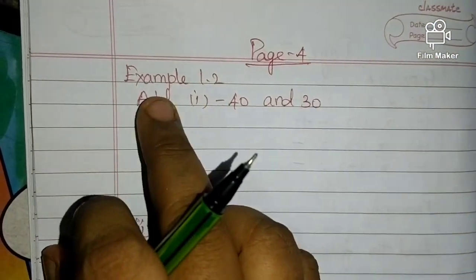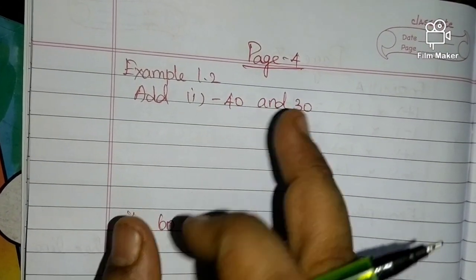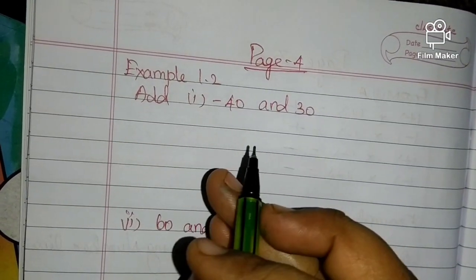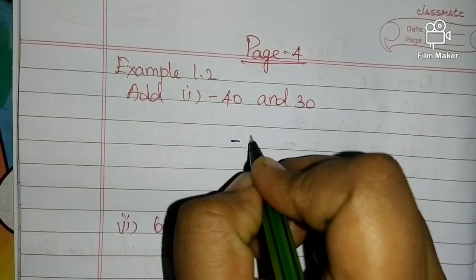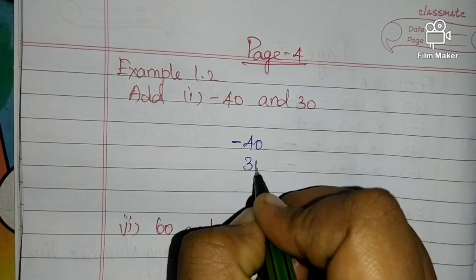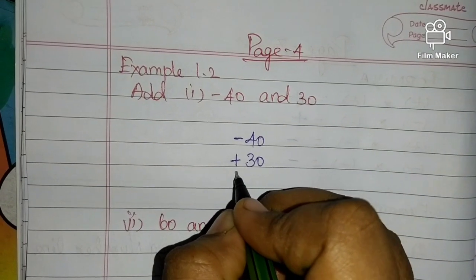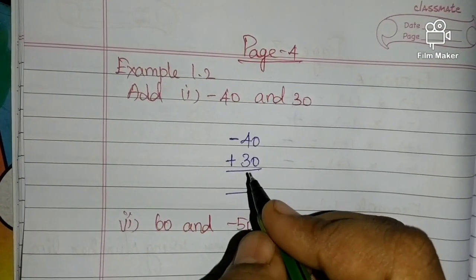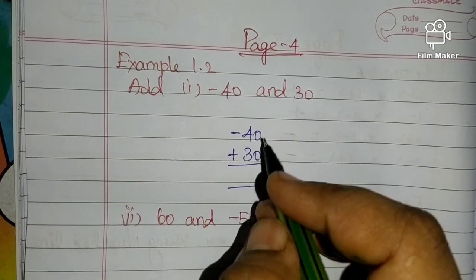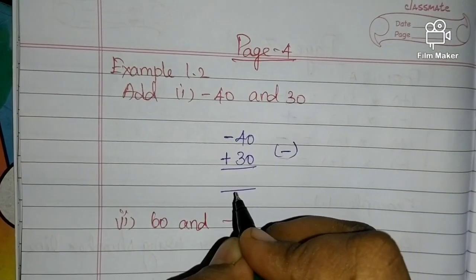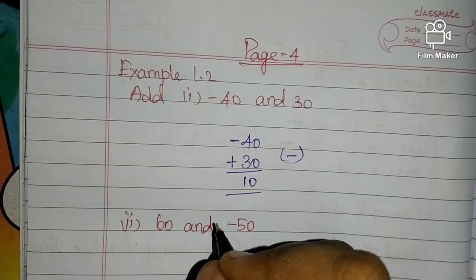So this is page 4. Next example is 1.2. Add minus 40 and 30. Here they have not given the number line, so we just add like a simple addition. Whatever numbers they give, you just write them once. 30: if no symbol is given before the number, we just consider it a positive number. Here we have to use that formula, minus plus. If alternate symbols are there, we just do the subtraction. 40 minus 30 is 10.